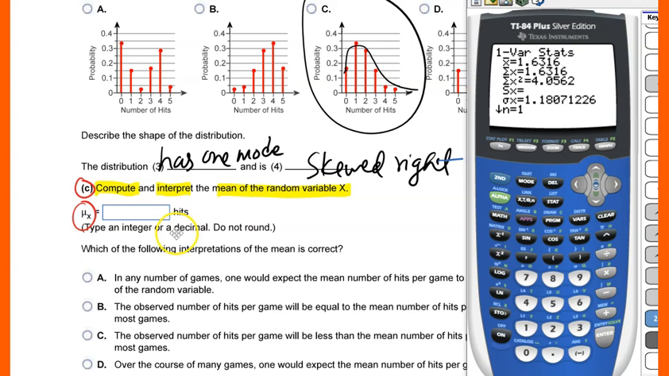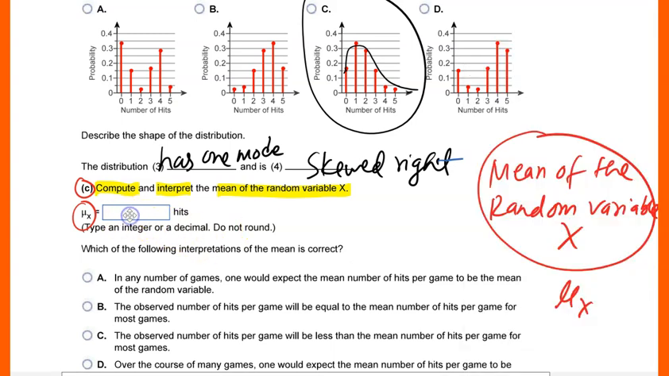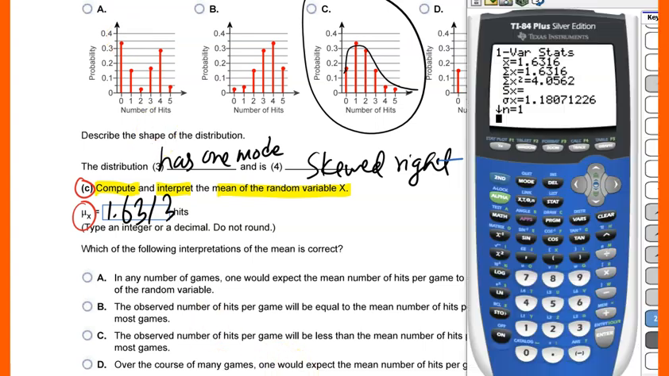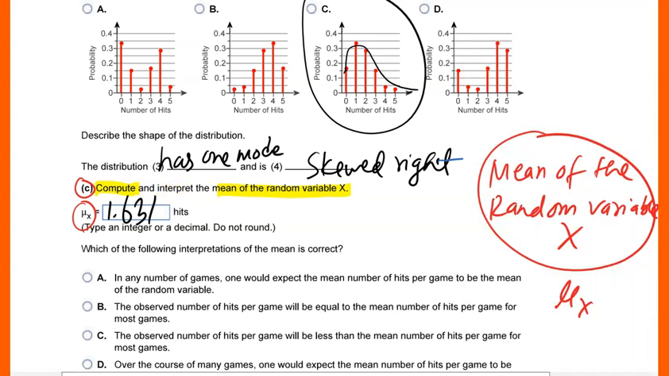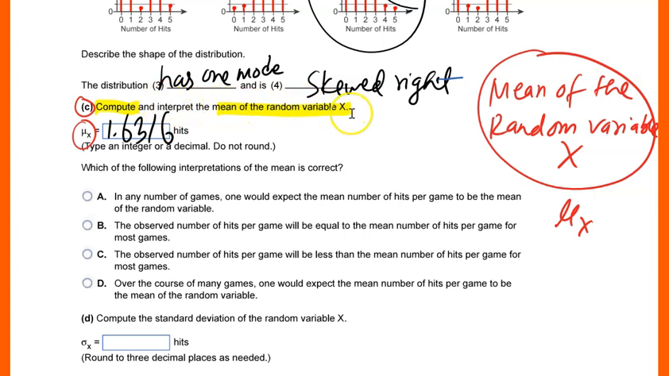It says to type the integer or decimal, do not round, so you type all of it: 1.6316. That's the mean of the random variable x. This is mu of x, but the calculator just gives you the regular mean symbol, but pretty much this is mu of x. Next question, interpret the mean of the random variable x.